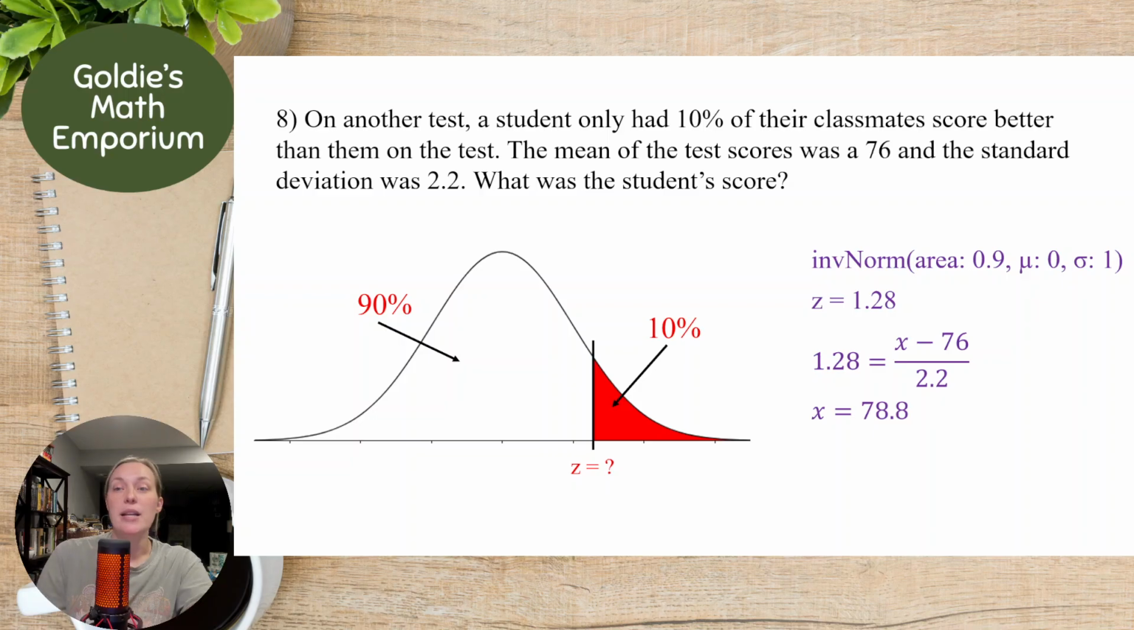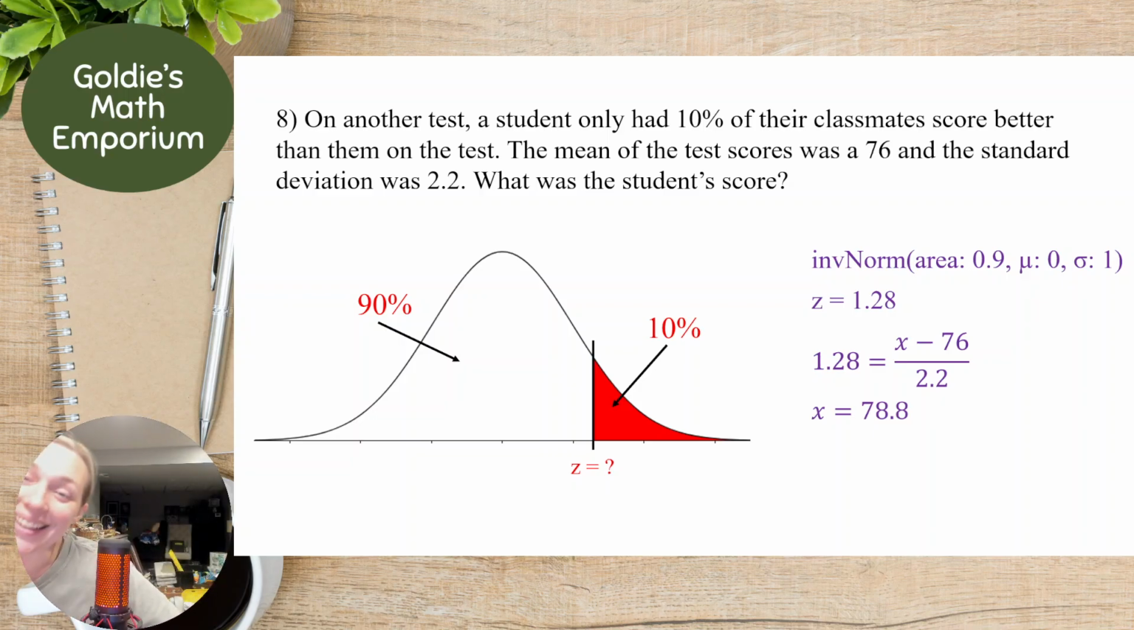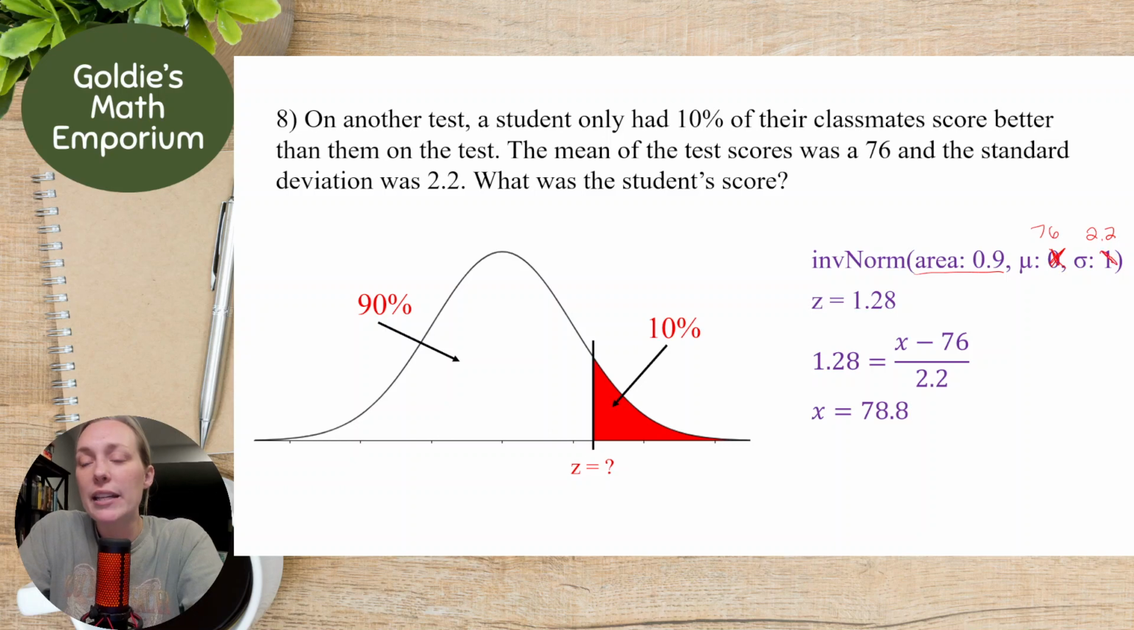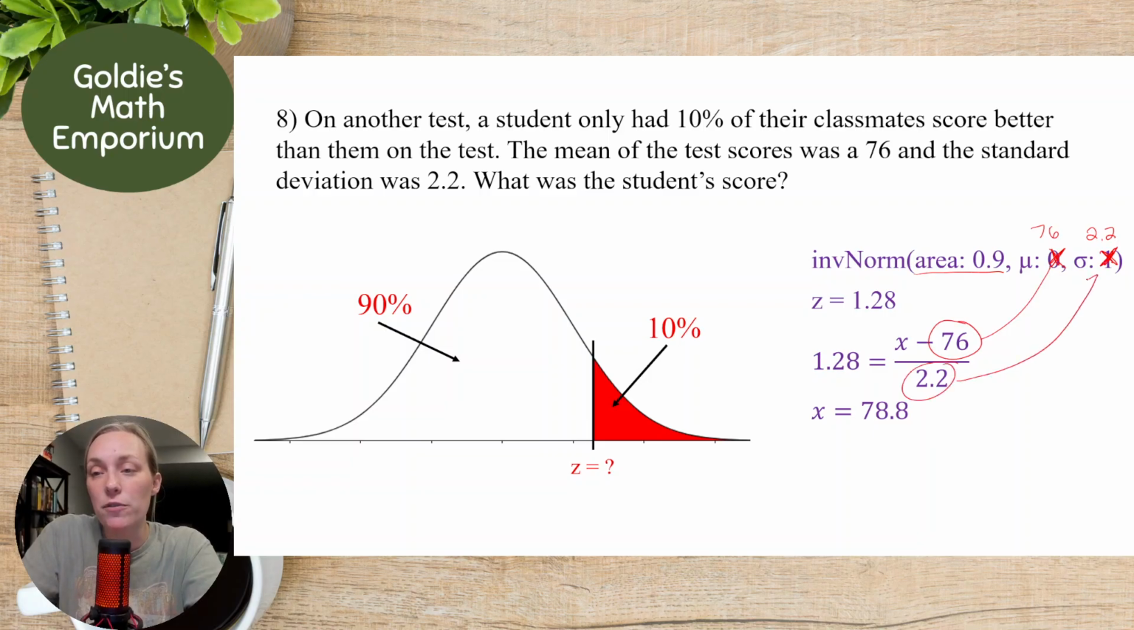Okay. Now, this is usually the point where students ask, okay, hey, Goldie, if I put in area of 0.9, why can't I put in the mean of 76 and a standard deviation of 2.2? What does that give me? Well, if you want to test it on your calculator, put in a mean of 76, a standard deviation of 2.2. What do you get?